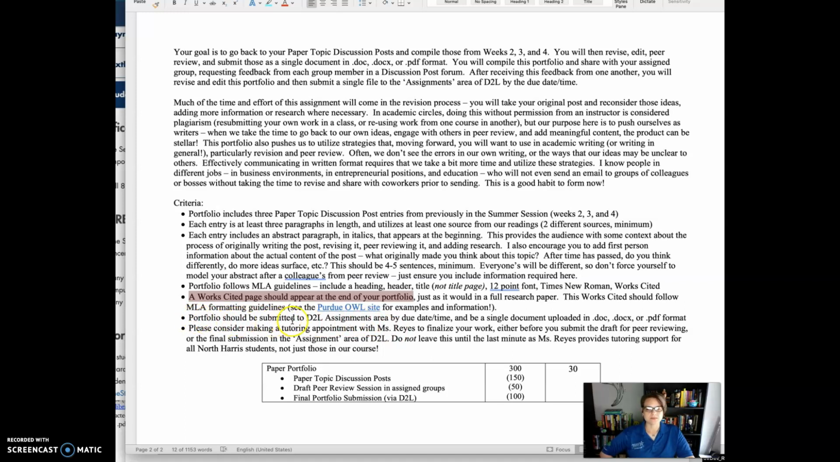The portfolio should be submitted in D2L in the assignments area by the due date and time, and in these formats, right? I really want you to consider taking advantage of the fact that Ms. Reyes is the tutor in our course area, and set up a time to meet and talk and work through your ideas with her. She knows what she's talking about. She knows what the course is requiring, right? But you need to make sure that you do this ahead of time, because Ms. Reyes is working as a tutor for all North Harris students, not just those in our class. So her time is valuable, and she's going to be very busy at certain points. So make time ahead to schedule that appointment.